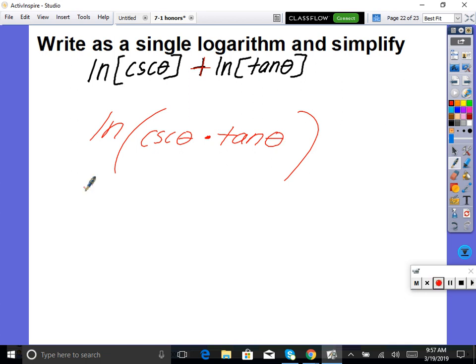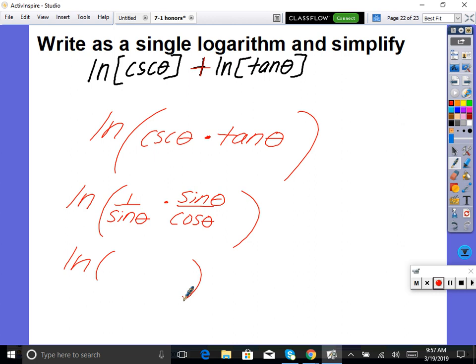So now it says then simplify. So that's ln of 1 over sine, isn't it? Times sine over cosine. So then you get ln of 1 over cosine. So we have ln of secant theta. ln of secant of theta.